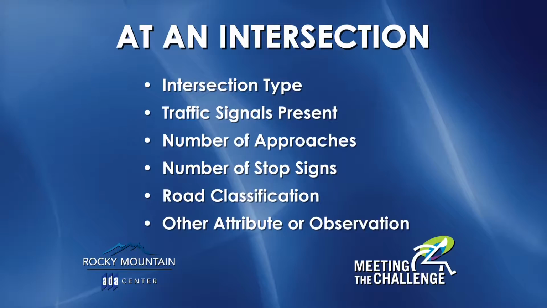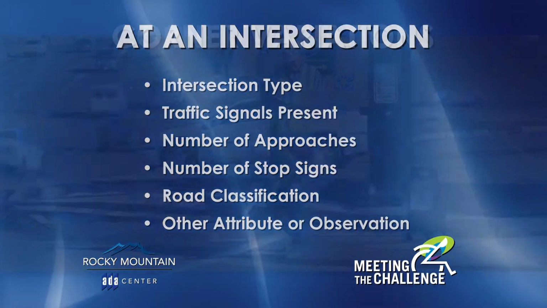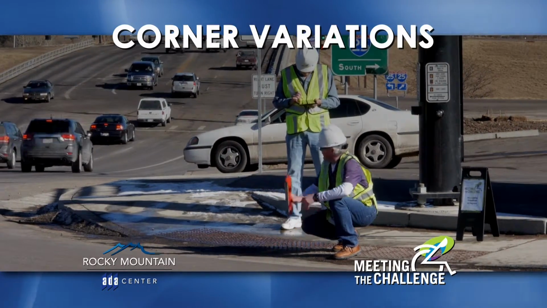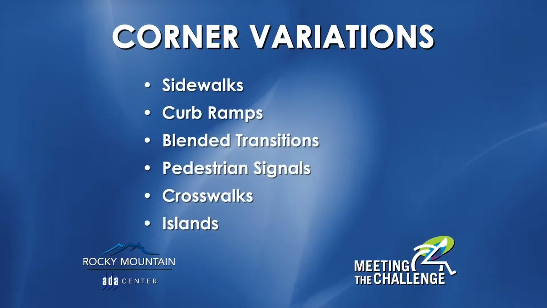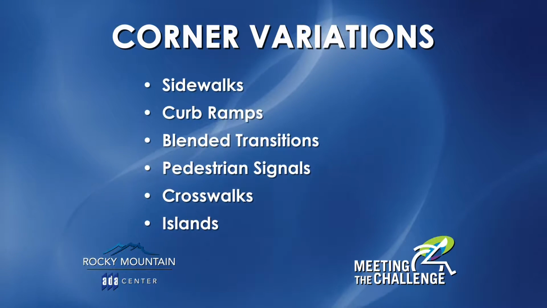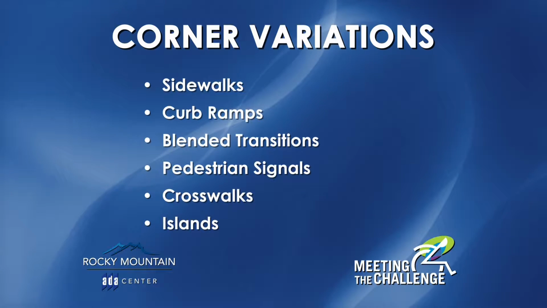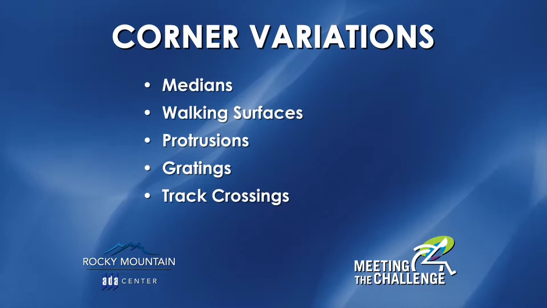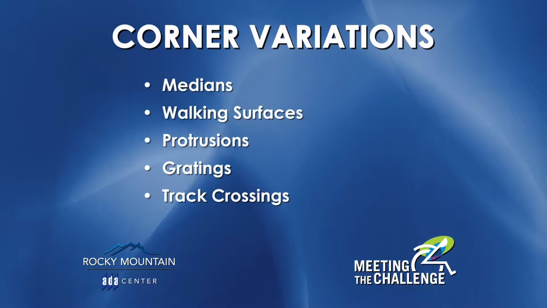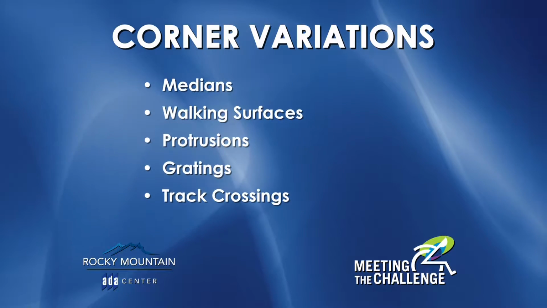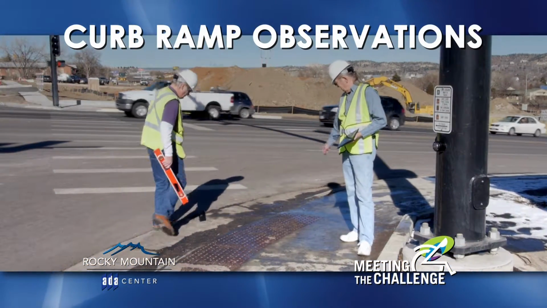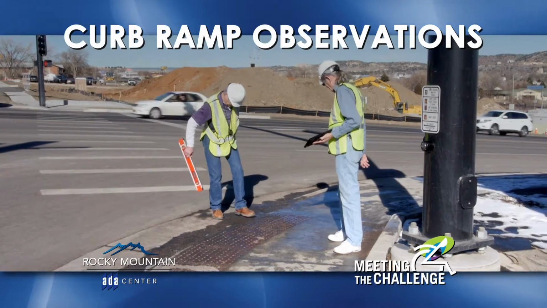Words, corner variations. A man uses a spirit level. Each corner of an intersection may be unique in its own way. The following elements should be surveyed: sidewalks, curb ramps, blended transitions, pedestrian signals, crosswalks, islands, medians, walking surfaces, protrusions, gratings, track crossings. Words, curb ramp observations. Curb ramp observations. Each curb ramp requires a variety of observations and measurements.